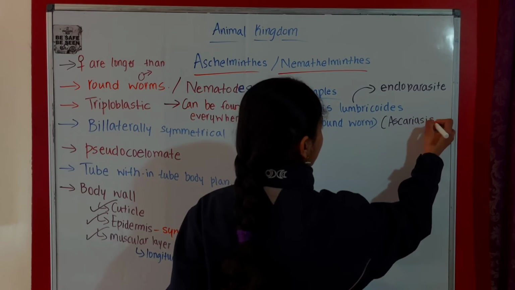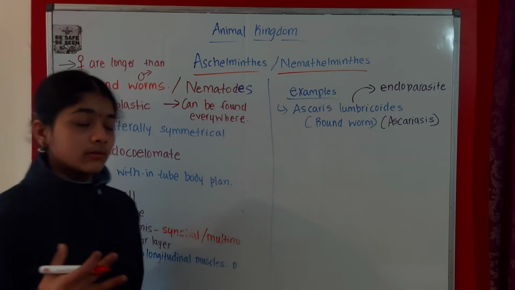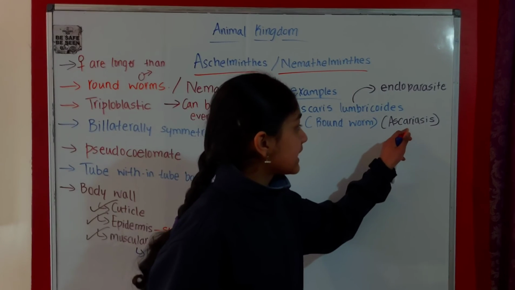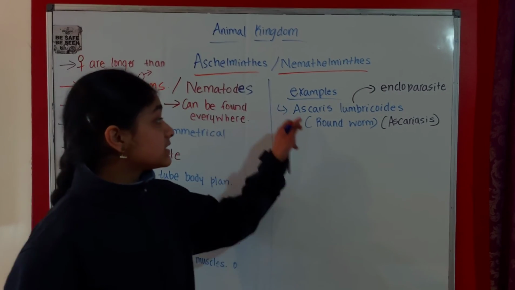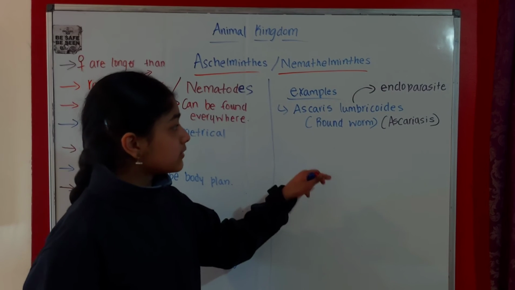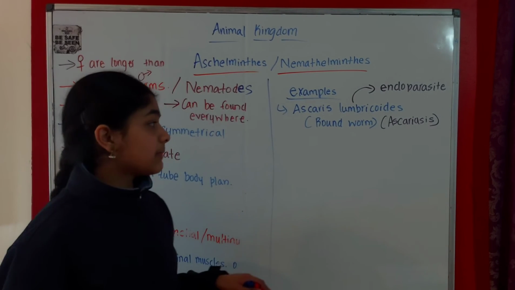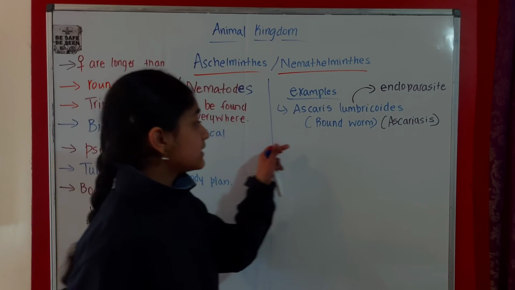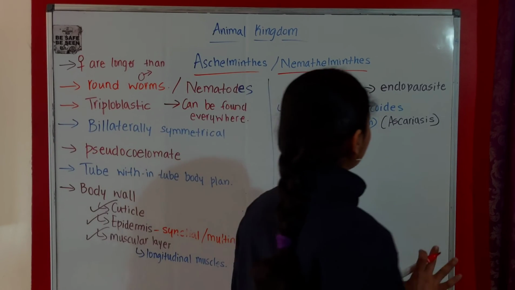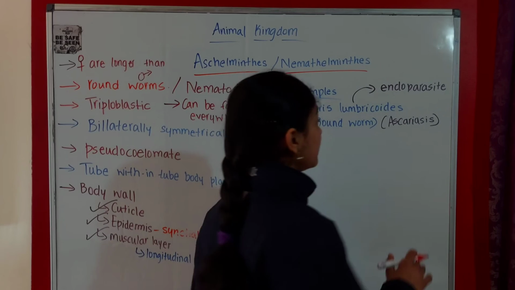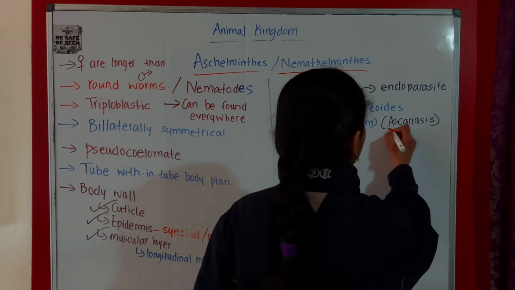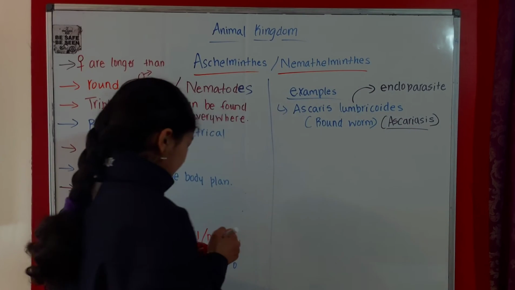This thing is a bit complex to pronounce. It's called Ascariasis, and the organism is Ascaris. So like that we can remember Ascaris lumbricoides is the organism. It is an endoparasite present in humans, and it's the common roundworm or intestinal worm present in intestines, mostly in children, and the disease is Ascariasis.